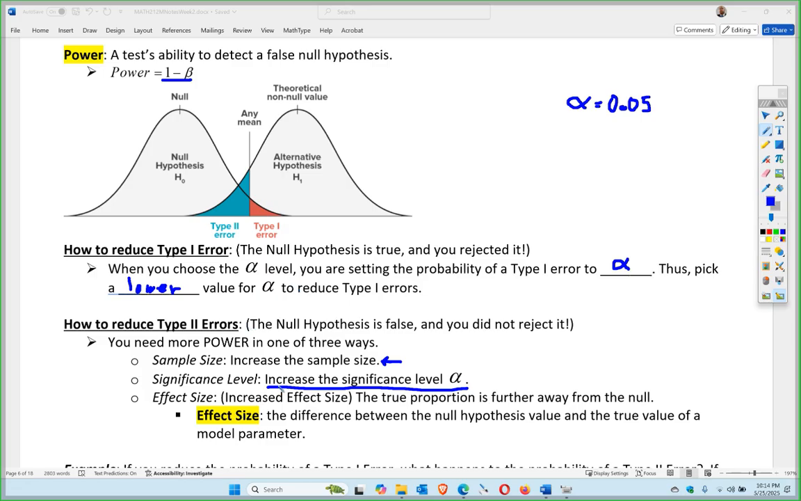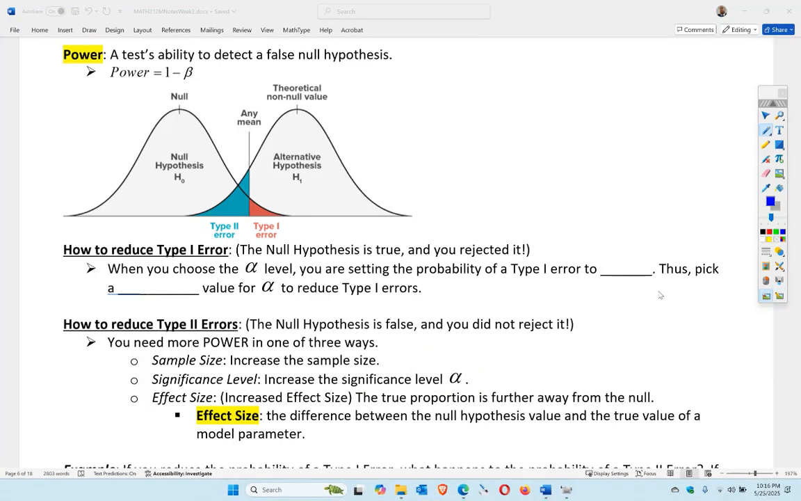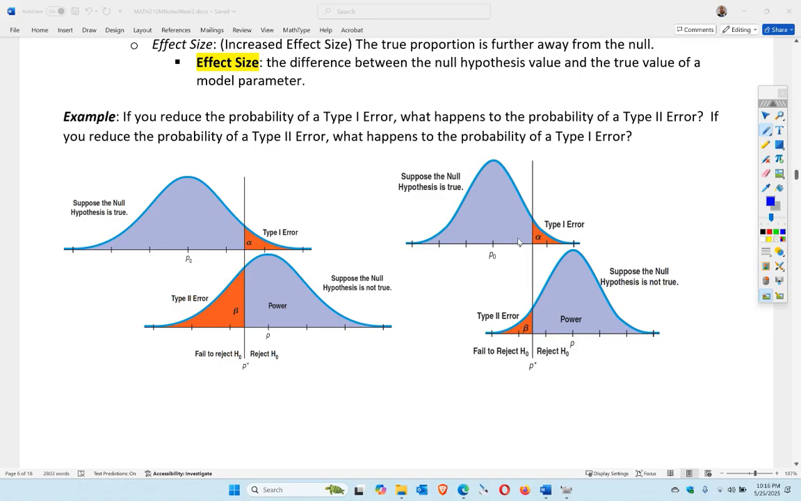So the effect size is how far the true proportion is from the null. It's the difference between the null hypothesis value and the true value of the model parameter, right? Because what we think it is and what it actually is, the distance between them is the effect size, which we don't truly know, right? What you can really do is get more samples if you can, and then you can play around with this a little bit. Essentially that's why Fisher always said to use this. We're not going to always use that, but nonetheless. Okay. So I have a little comparison here about sliding alpha and beta around to see what exactly happens. Okay.